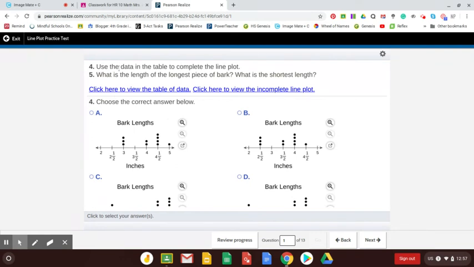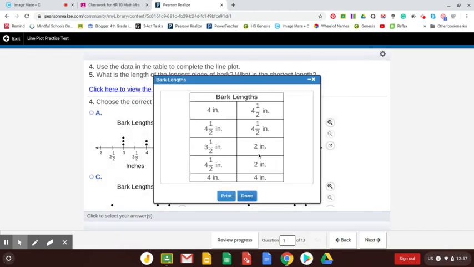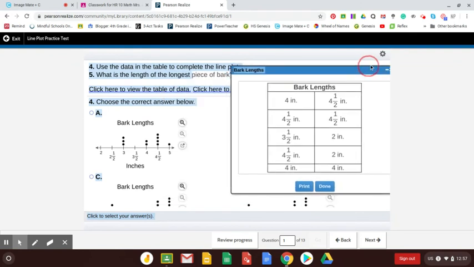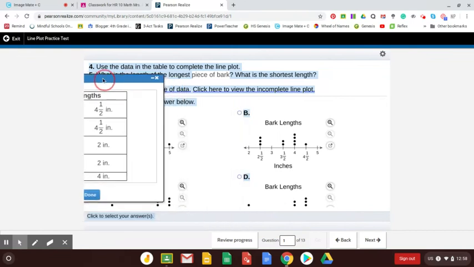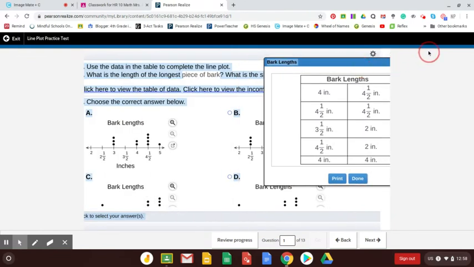So it says, use the data in the table to complete the line plot. And then what is the length of the longest piece of bark? And what is the shortest length? So the longest and the shortest. So you need to first click. Wherever it says click, you need to click. You can move it to the side if you want. I think you're able to do that, right? It says print. I don't really think you need to print it, but you can move it around at least so you can see the other things.